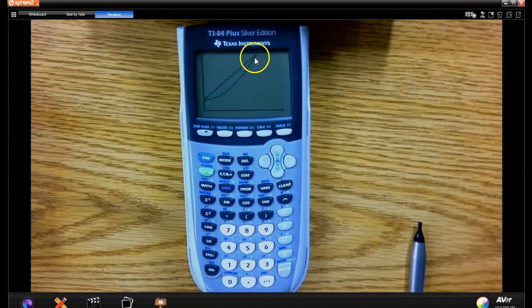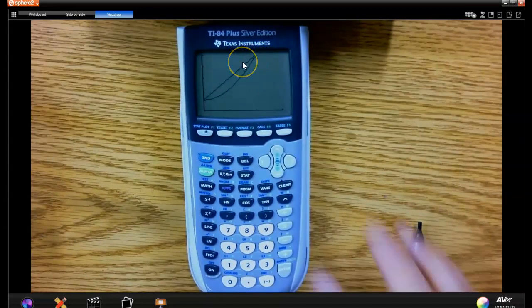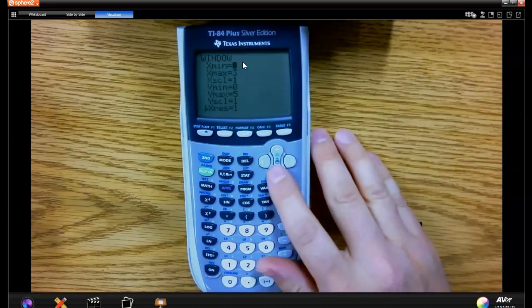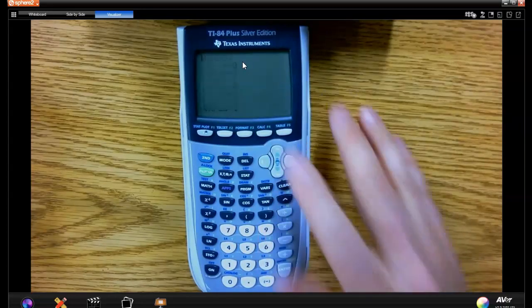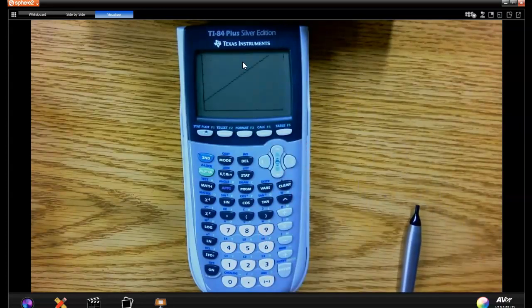Now I don't really like that intersection point being on the edge of my screen like that, so I'm going to go a little bit higher than 5. I want to go a little bit higher than that. So let's try 6. Could even do 7, live dangerously. All right, there we go. I like that better. We're going to want to find where they're crossing right away.